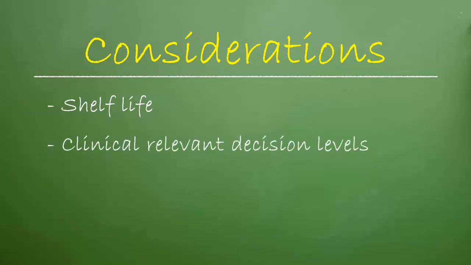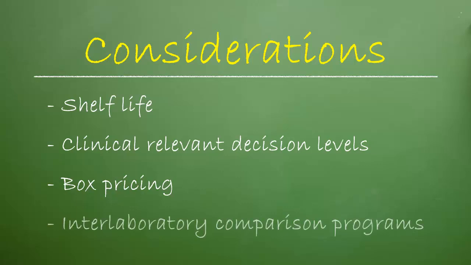You should also think about clinically relevant decision levels. Some inexpensive control products don't have all the analytes at medically relevant decision levels. The price is lower, but the product provides less or no value. Box pricing is a misleading quoting practice that many laboratories fall into. Always ask for quality control product quotes on a per milliliter basis and not the box price.